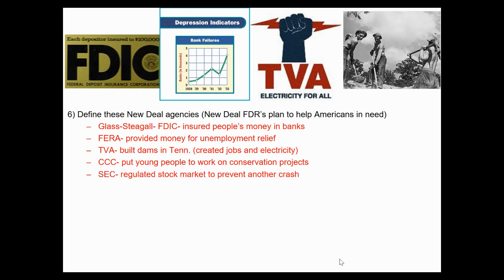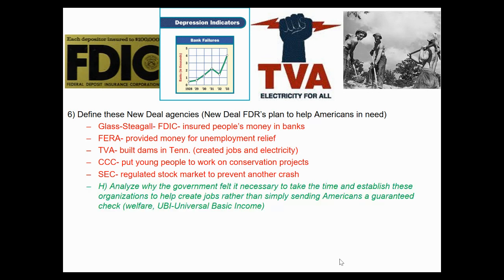And the SEC, which is regulating the stock market to prevent another crash. Now, analyze why the government felt it necessary to take the time and establish these organizations to help create jobs, rather than just, what would have been easier, to just send everybody a check or universal basic income.